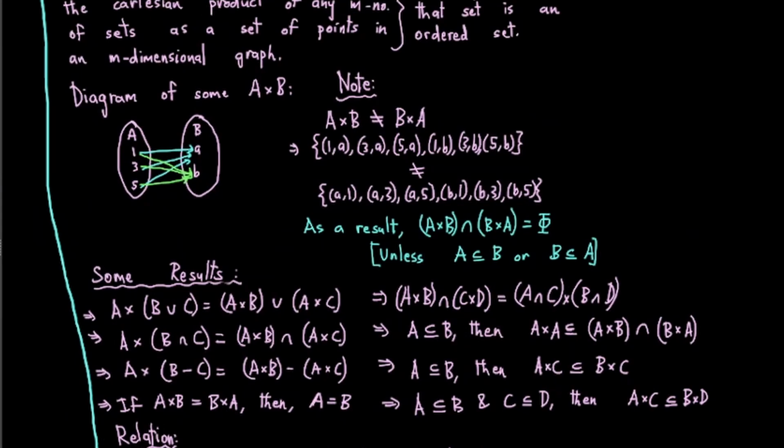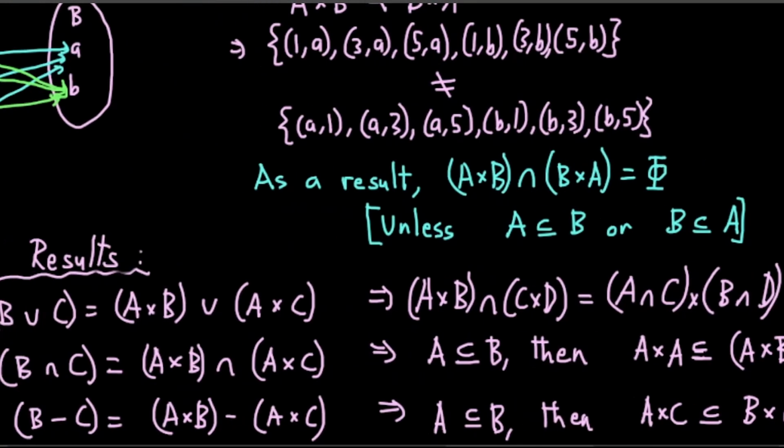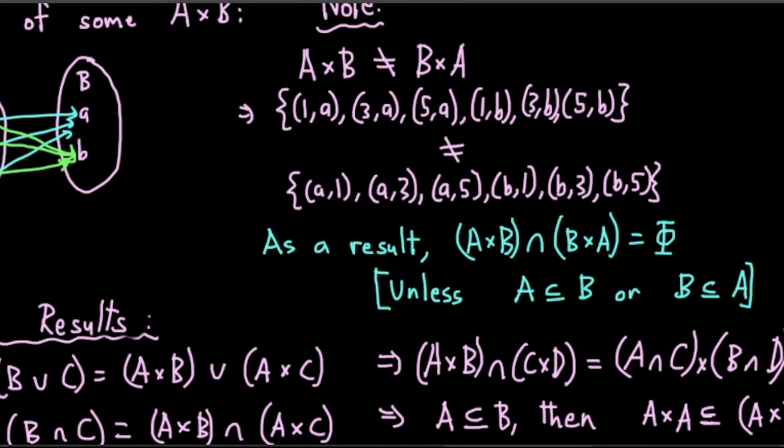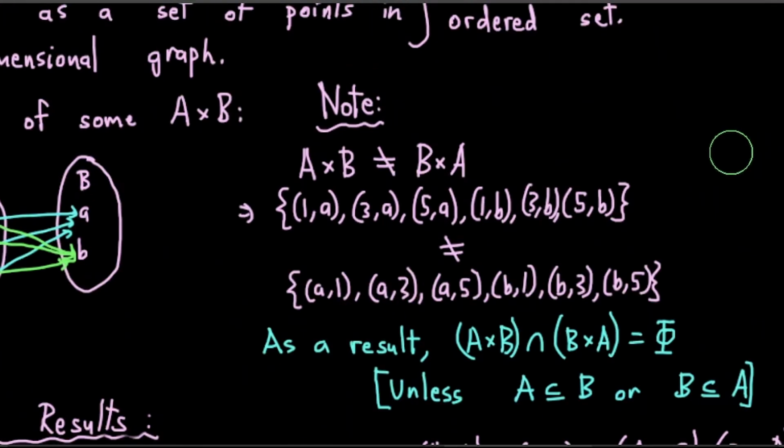So, the diagrammatic representation of some A into B is this. Let me just zoom into it so you can see better, right? So, if you're taking the set 135 and AB, you're basically just going to draw the arrows, 1 goes to A, 3 goes to A, 5 goes to A, and then 1 goes to B, 3 goes to B, 5 goes to B, right? So, you're basically going to get the set, the regular set of all the ordered pairs, 1 by A, 3 by A, 5 by A, 1 by B, 3 by B, 5 by B.